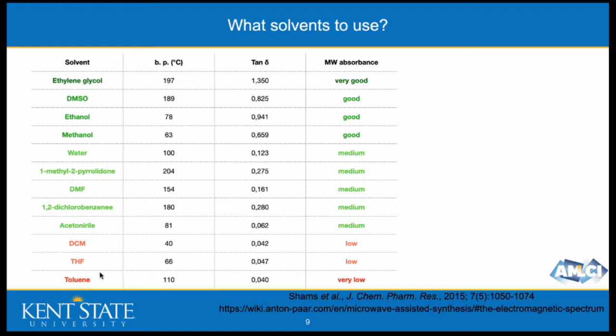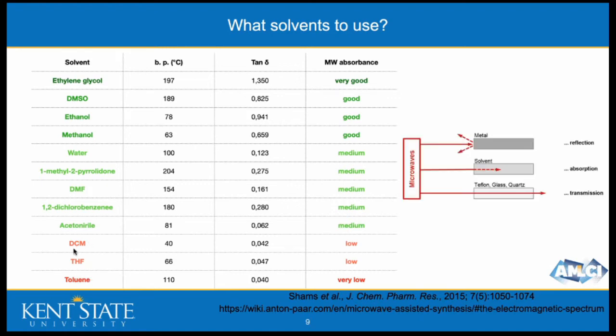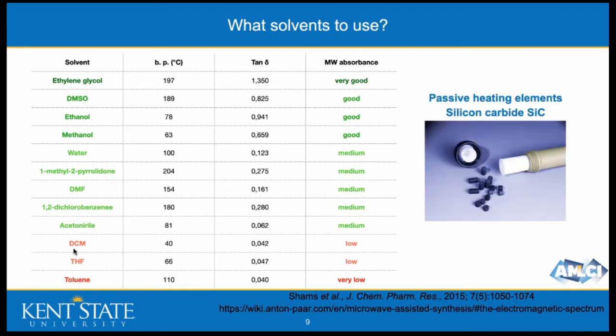But if you are performing a reaction where your reagents are only soluble in these, you can still perform it. You can use passive heating elements, such as silicon carbide, which is a semiconductor, and it absorbs microwave radiation very well, and it will heat up the reaction mixture above the boiling point of these solvents. They can also be called transparent microwave solvents, and you can perform a reaction.